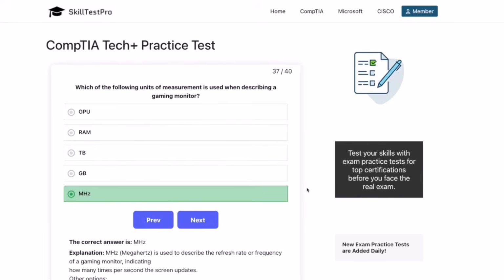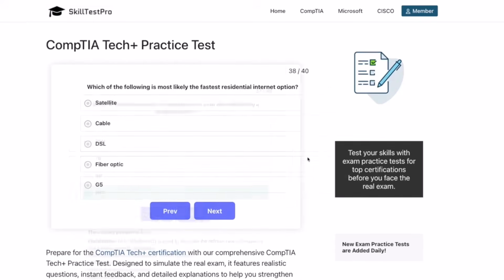MHz, again, megahertz, is used to describe the refresh rate or frequency of a gaming monitor, indicating how many times per second the screen updates. Other options: GPU is a graphics processor, RAM is memory, and TB and GB, which is terabyte and gigabyte, measure storage capacity.